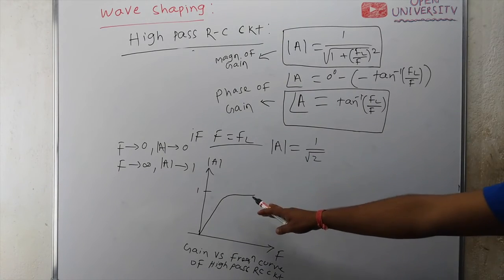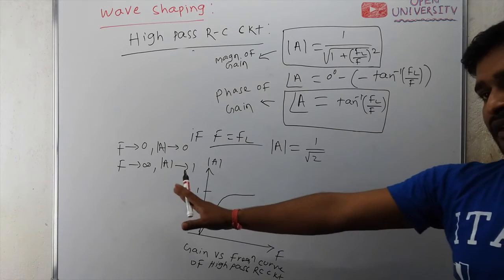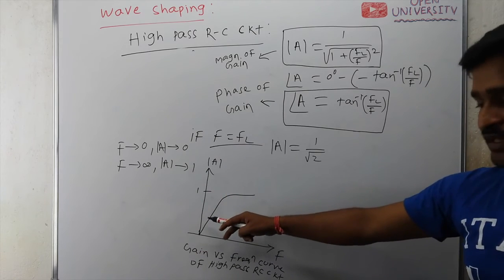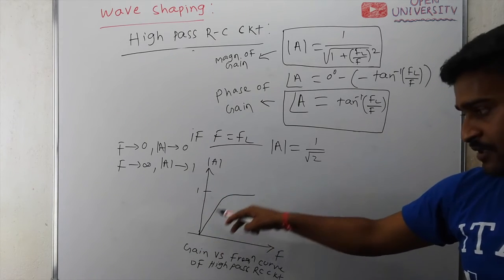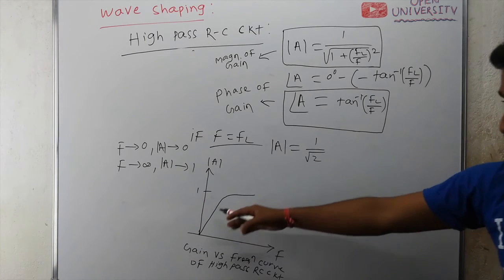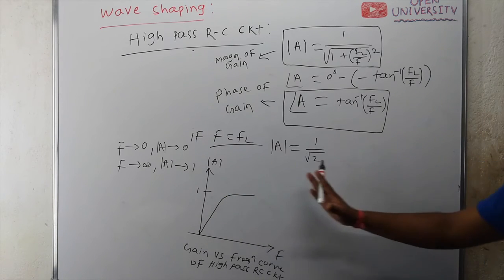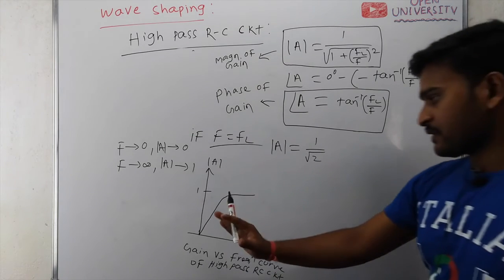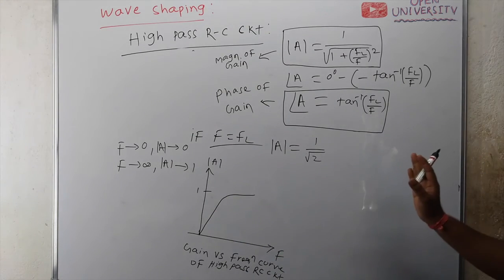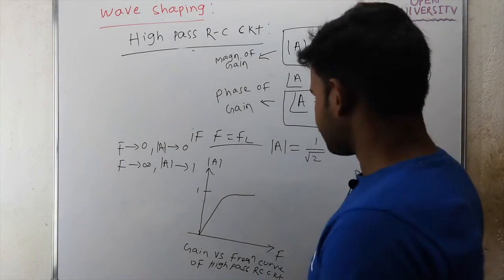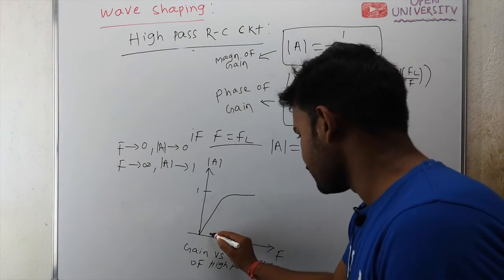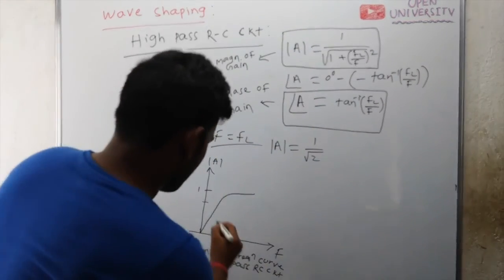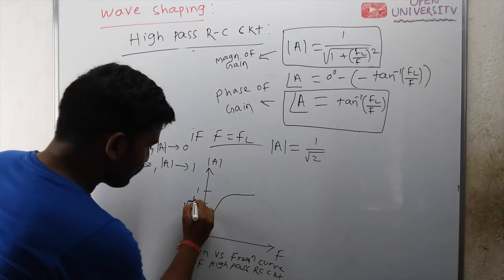This is a high pass circuit, so low frequencies are rejected or attenuated. When gain becomes less than 1, such frequencies will be attenuated. Signals having lower frequency will be attenuated, and high frequencies are not attenuated, they are passed as they are. So low frequencies are rejected and high frequencies are passed. At some frequency like this, gain becomes 1 by root 2.